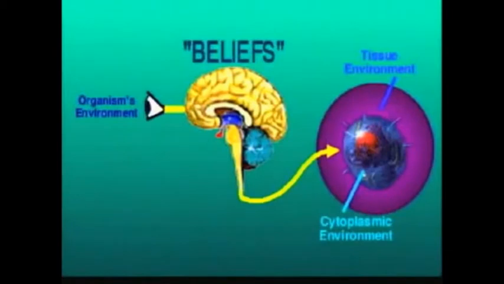So the bottom line is this. Cells have filters. And the filter is what? Belief. Belief gets between the environment and the response of the cell. So the belief is a filter that takes the environment and converts it into something it can understand and then relate that to the cell so the cell can make a complement of it.